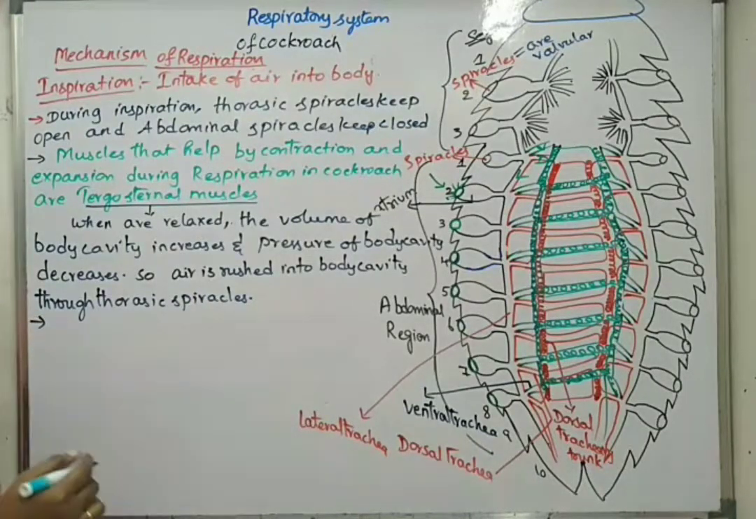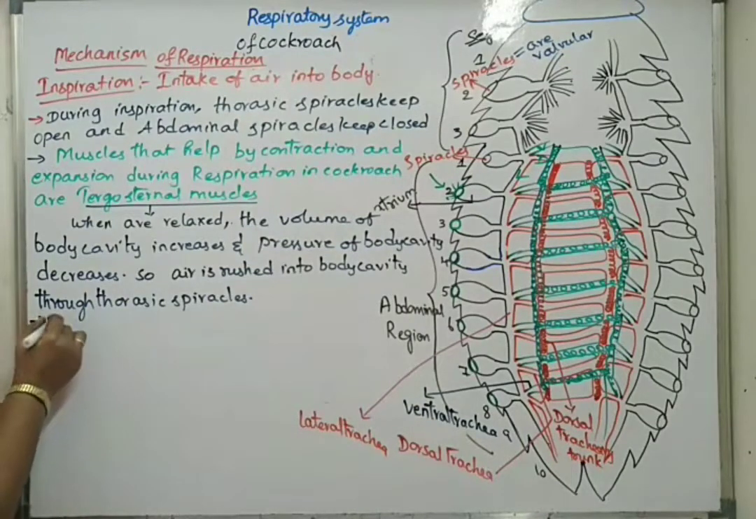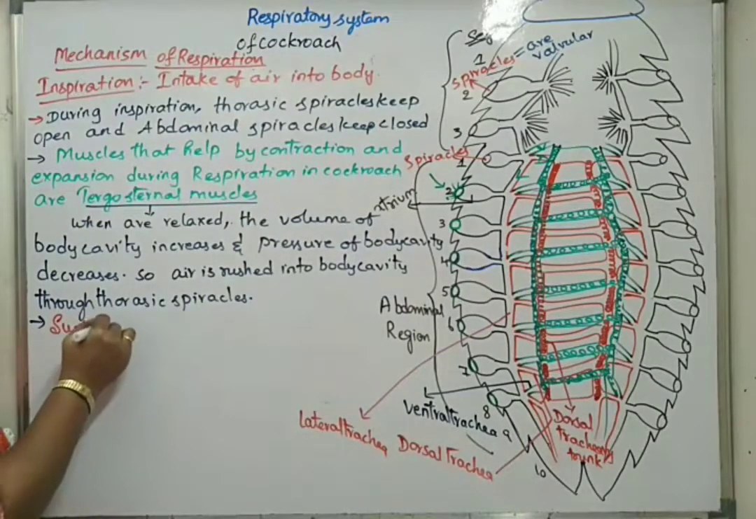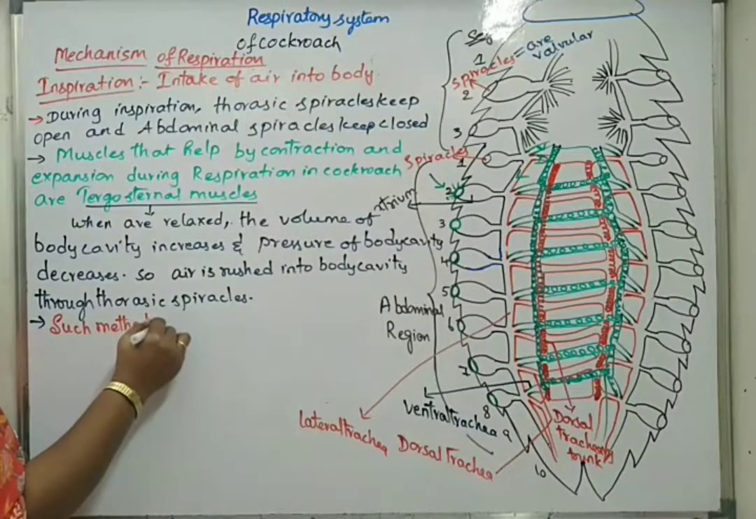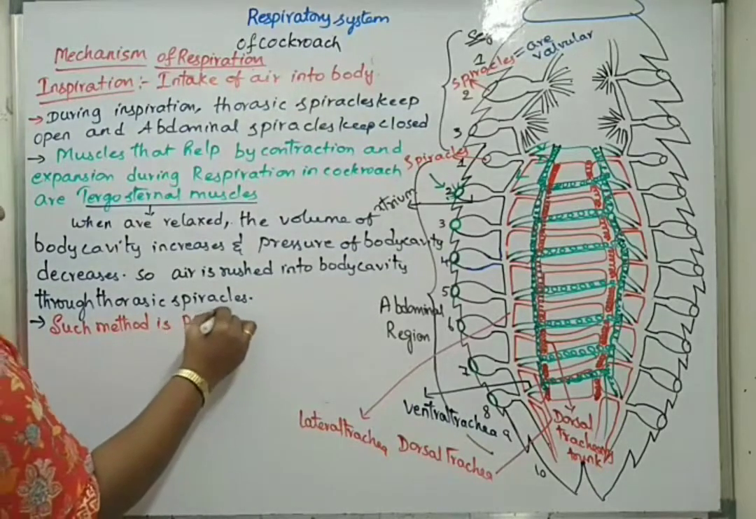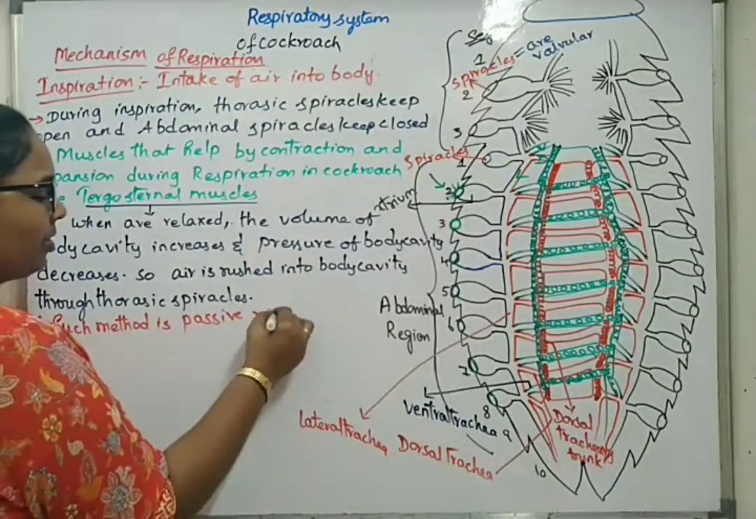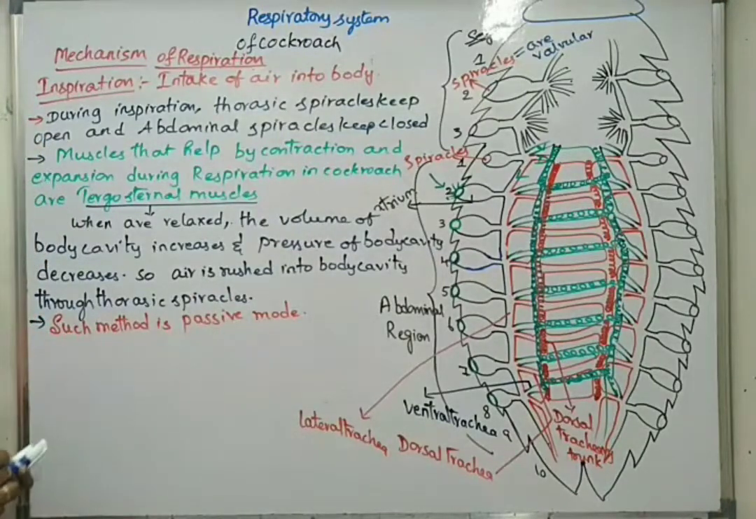Now we call such type of inspiration as passive mode. So we say inspiration in case of cockroach is of passive type, means energy or ATP is not utilized.